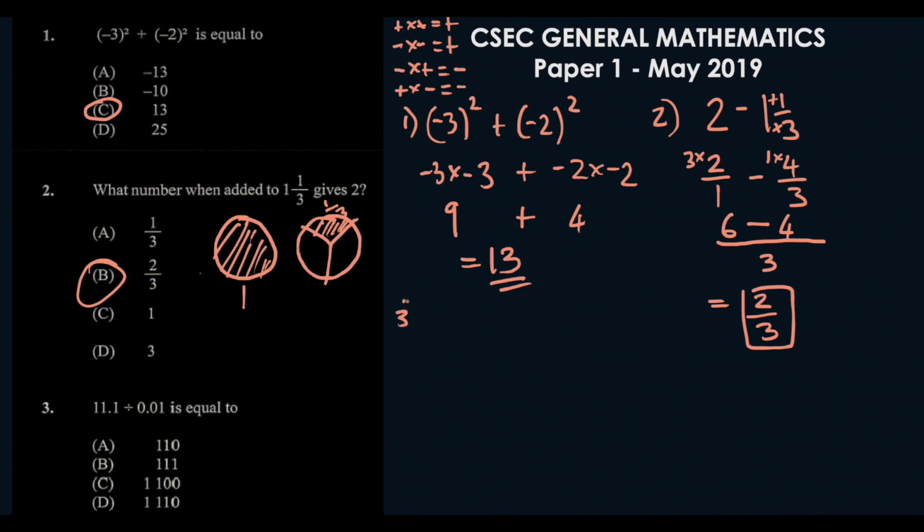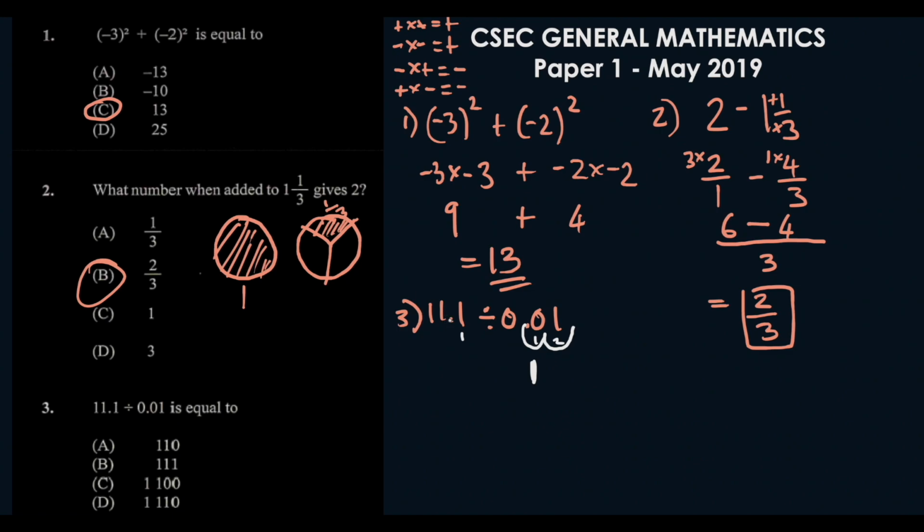So number 3, it says 11.1 divided by 0.01. Now the problem with this here is that I have a decimal on both numbers. So what I need to do is look for the number with the most number of decimal places. In this case, 0.01 has 2 decimal places and this one only has 1. So I need to move the decimal place 1, 2. So I just moved the decimal point twice in order to make this a whole number. So this number would be 1 right now.